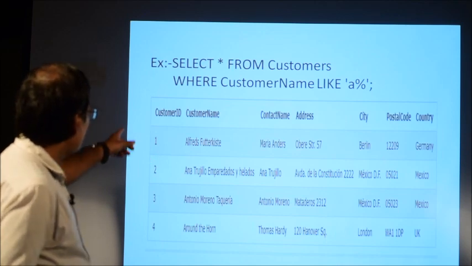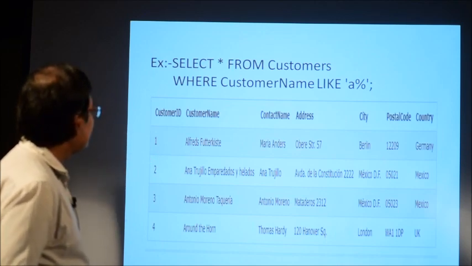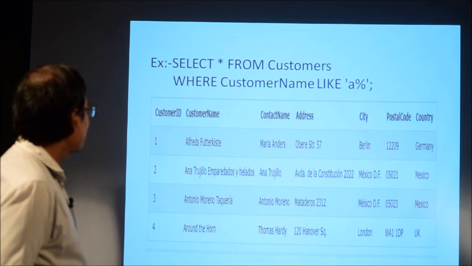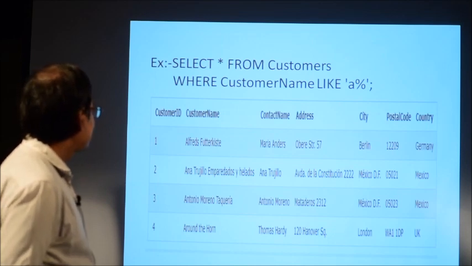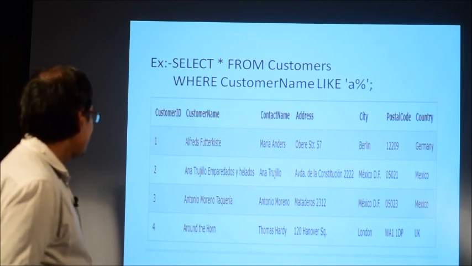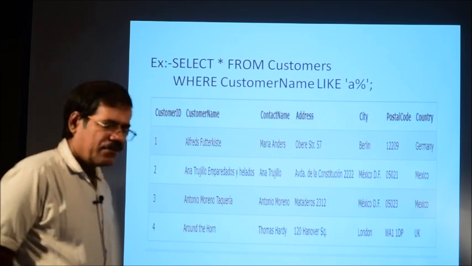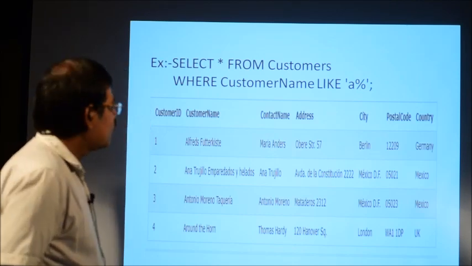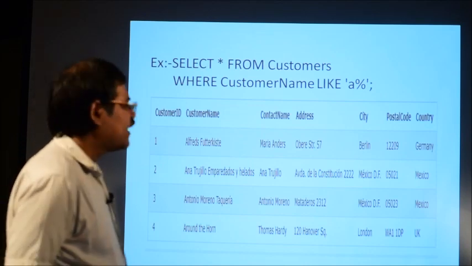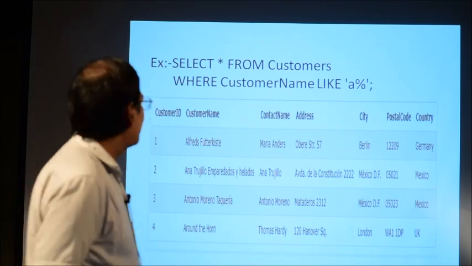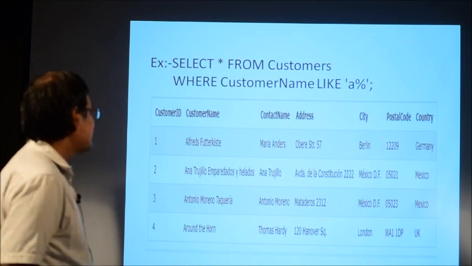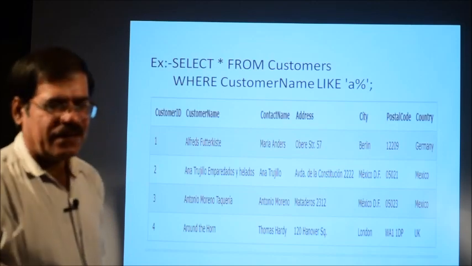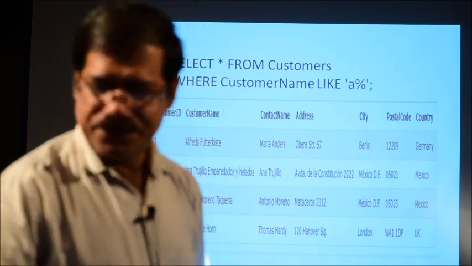So you look at all the customers whose first letter is A: Alfred, Anna, Antonio, Around. All 4 records have names starting with A. So 4 records are selected from the customer table, and in all the records the customer name starts with the letter A.